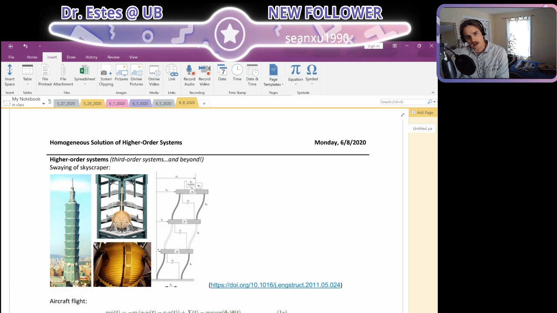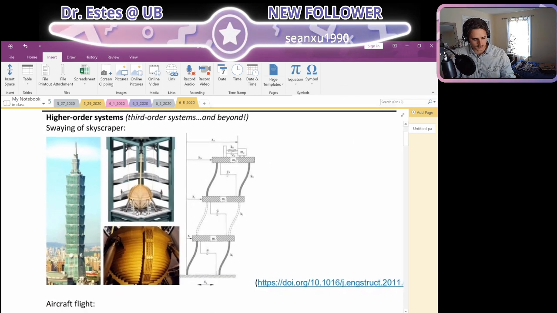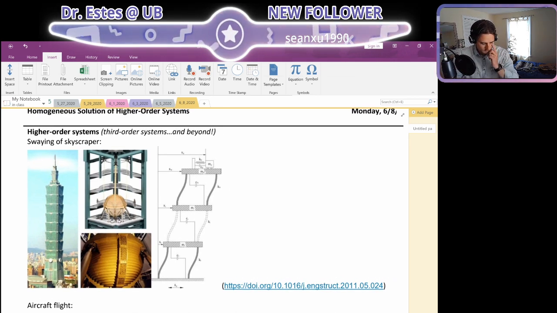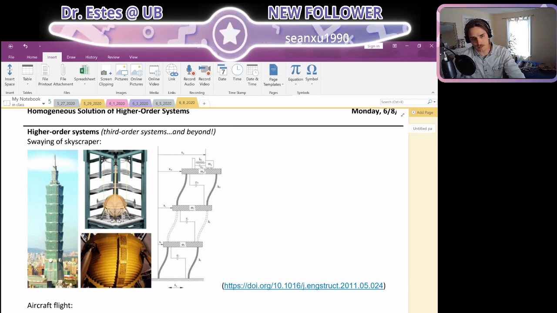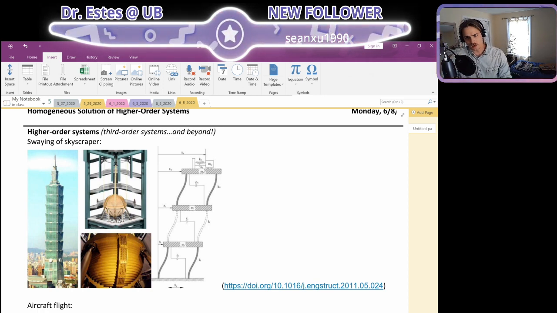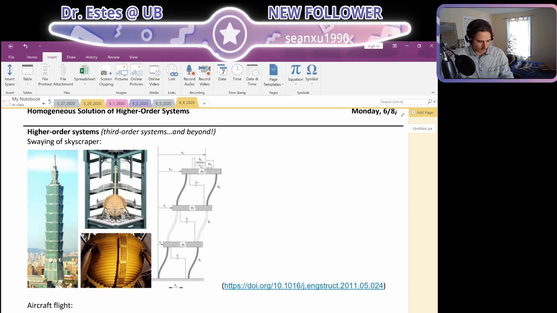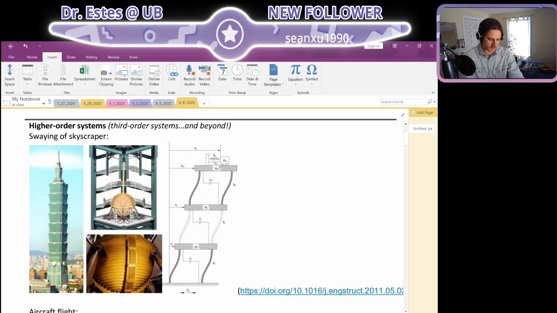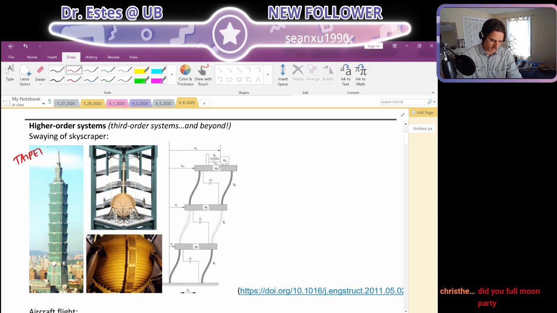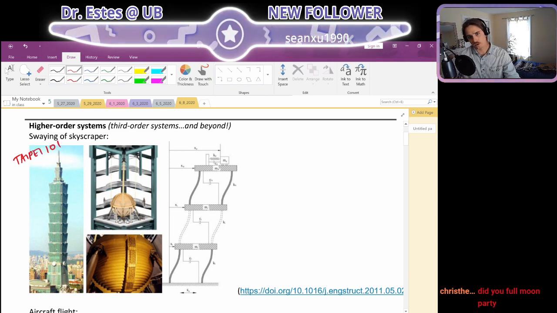So where are these higher order systems going to come up in practice? Have any of you been to Taiwan? Specifically the city of Taipei in the north. I was lucky to spend a summer there maybe 4 or 5 years ago. And this is a building in the city of Taipei. It's called Taipei 101. 101 for the number of stories.